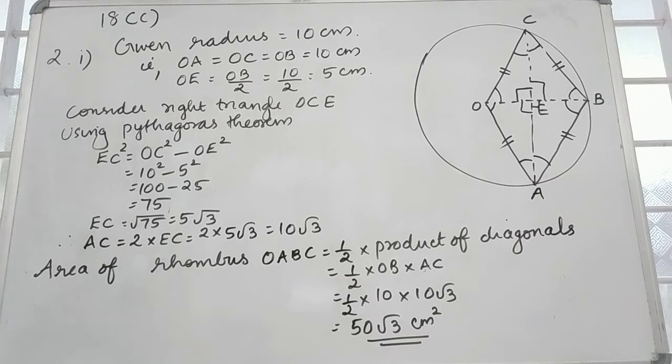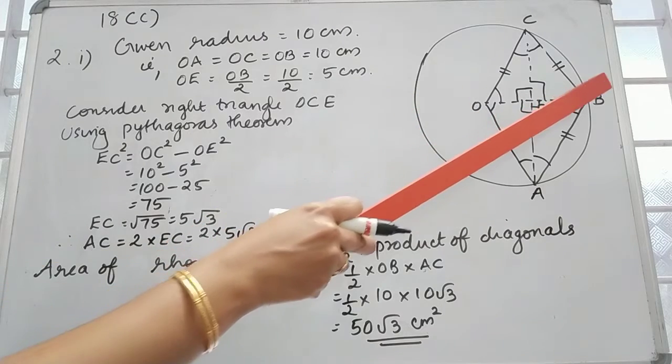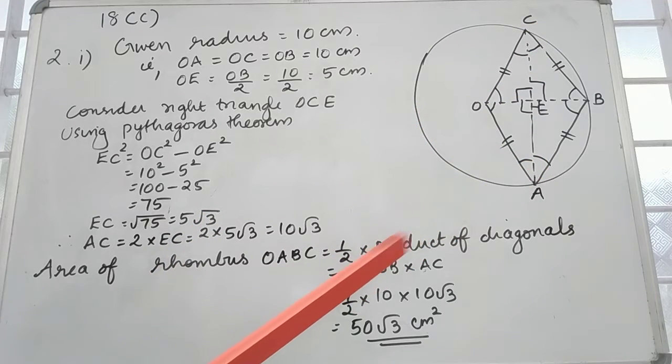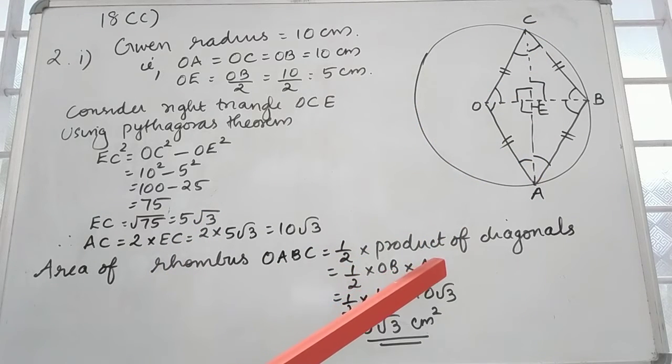And one more, the area of a rhombus. Here we want to find the area of a rhombus. The formula is half into the product of diagonals. The product of diagonals means two diagonals are there, that is OB into AC. So the formula is half into OB into AC. This we want to keep in mind. Next we can do the problem. We can start the problem.